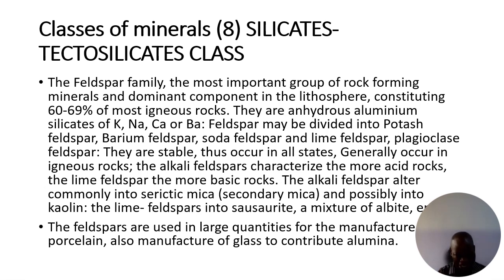The alkaline feldspar characterizes the more acid rock, the lime feldspar the more basic rock. The alkaline feldspar enters commonly into sericite, secondary mica, and possibly into kaolin. The lime feldspar goes into a mix of sodium minerals. The feldspars are used in large quantities for the manufacture of concrete, also for the manufacture of glass, to contribute to the aluminum.